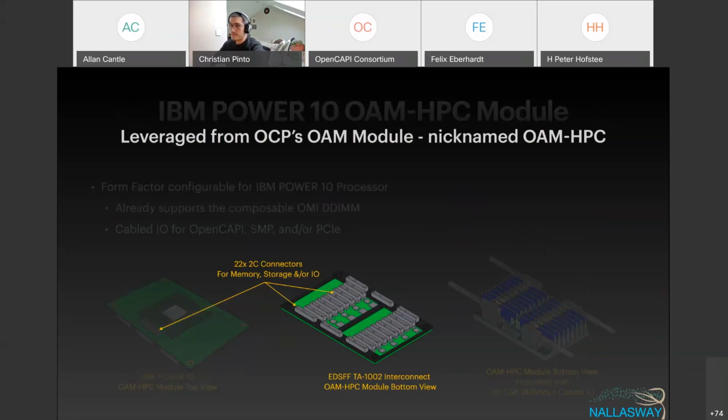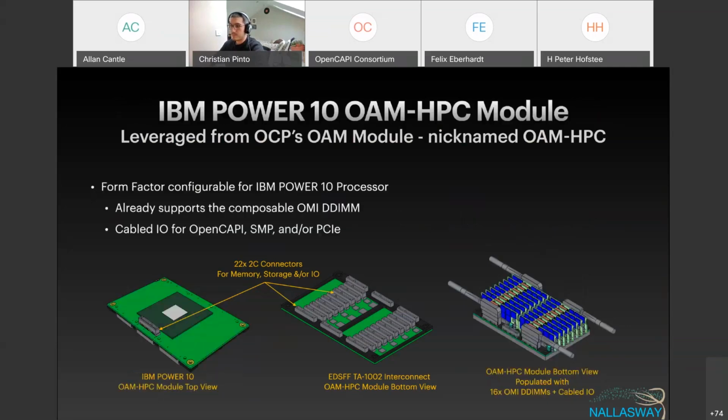If we look at it from a Power 10's perspective, building the same module with a Power 10, it's obviously got its specific OMI interfaces, so we can configure that with 16 OMI DDIMMs, and its cabled IO for OpenCAPI, SMP, and/or PCI. And again, you can have any other modules as well with different processors, and you can mix and match these processors for your particular application.